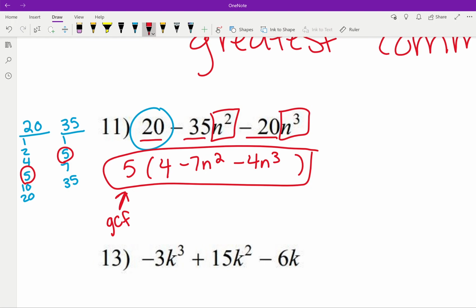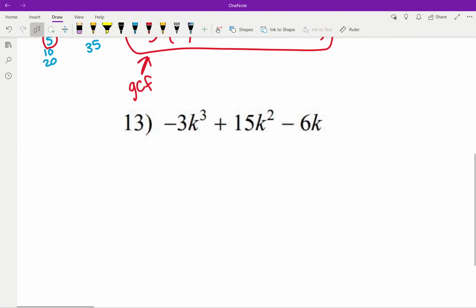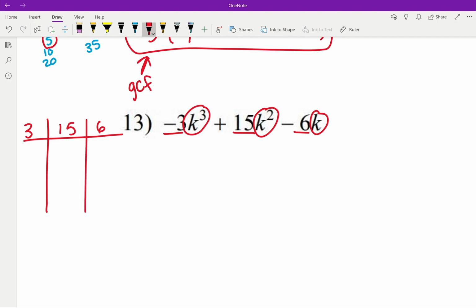Cool. Now let's look at the problem below. Okay, so we have 3 coefficients, and we also have a variable for each one, meaning we can take out a coefficient and a variable. So let's write our numbers off to the side: 3, 15, and 6. The numbers that can go into 3 are 1 and 3. The numbers that can go into 15 are 1, 3, 5, and 15. The numbers that can go into 6 are 1, 2, 3, and 6. So the biggest number that can go into each of them is 3. So we're going to factor out a 3.